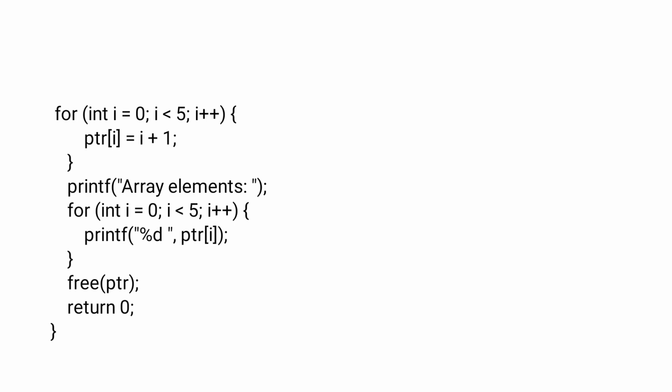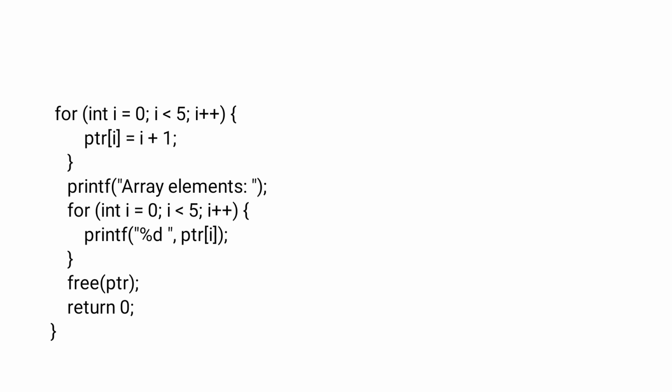And next, in my second iteration, i becomes 1. So ptr of 1 equal to what? 1 plus 1, 2. Likewise, this will be executed 5 times. So the last allocation is i equal to 4. So ptr of 4 equal to i plus 1, so 4 plus 1, 5. When my i equal to 5, that time the condition fails, so it will leave this for loop.